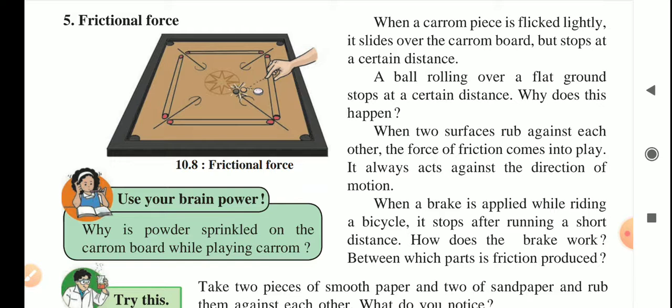Now the second example is a ball rolling over flat ground. It also stops at a certain distance. When you kick a football, it will roll on the ground and it will stop after a certain distance. So why is this happening?